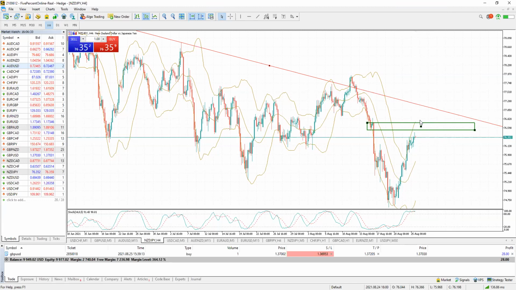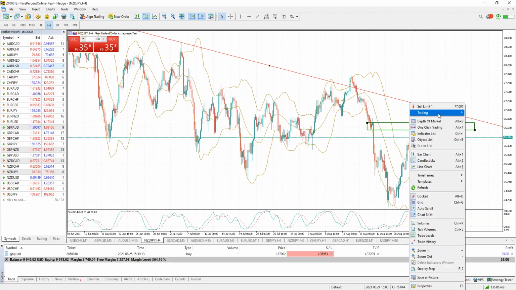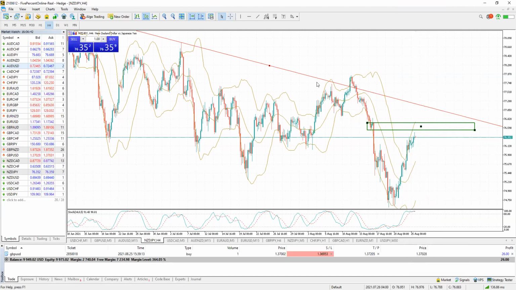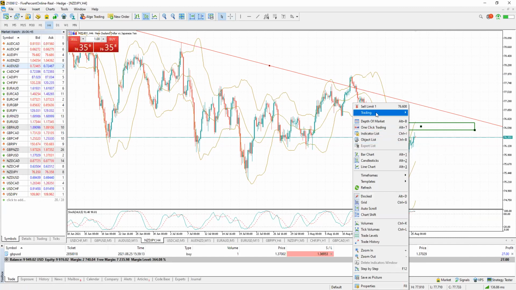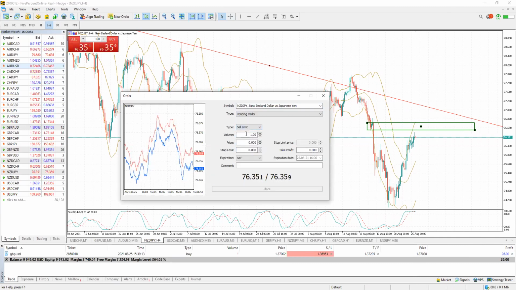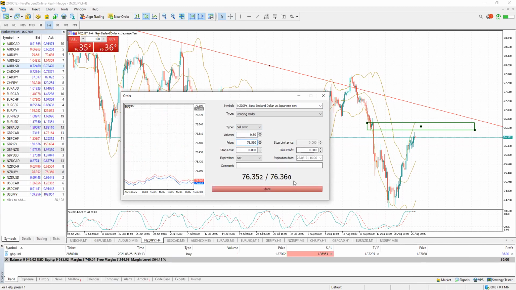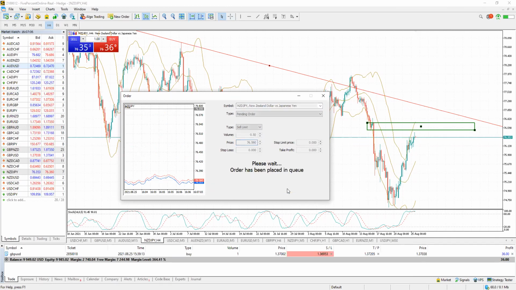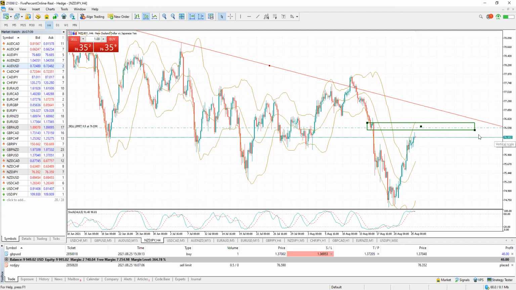We can maybe make a sell limit. So let's put a sell limit, a pending order. Volume, I will open maybe 0.50. GTC. So I will place my order here, and if I'm not in front of the screen, it will take the entry, and then I will put my stop loss just above.